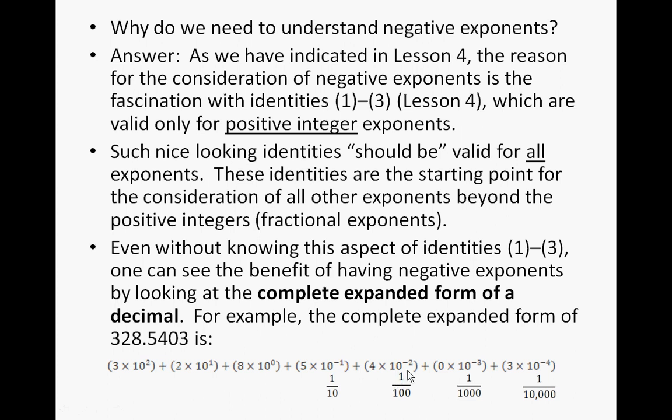And then 10 raised to the negative second power is 1/100th. Notice how that corresponds. This is 400ths. And then we have no thousandths, so it's 0 times 1/1000th, and then 3 times 1/10,000th. So notice the transition, 10 to the second power, 10 to the first power, 10 to the 0 power, and then 10 to the negative 1, 10 to the negative 2, so on and so forth. Okay, so we do need negative exponents.